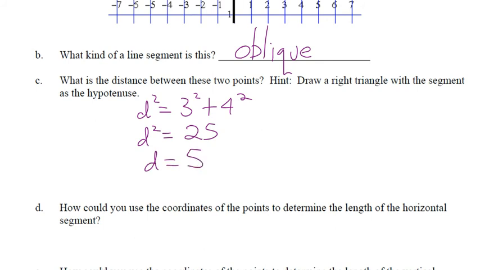Okay, so we made a right triangle. It had legs of 3 and 4. We wanted to get the hypotenuse. Call that d. d squared is 3 squared plus 4 squared, 25. Why don't I write d as plus or minus 5? Because you can't have a minus 5. Because it's a distance, and what do we know about distances? They're always positive. How could you use the coordinates of the points to determine the length of the horizontal line segment?